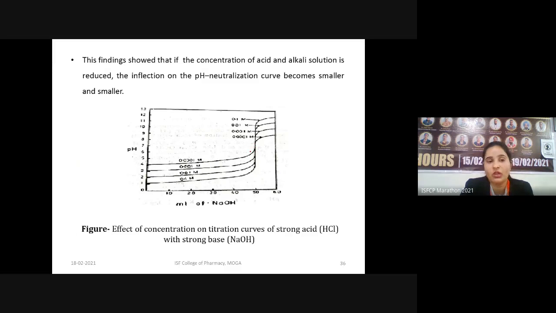So hence we can say that as we are decreasing the concentration, the inflection period is decreasing, and hence the inflection pH range is decreasing. The range at which the color variation is observed is decreasing, and hence the choice of indicators also decreases as the concentration of the solution is decreasing.